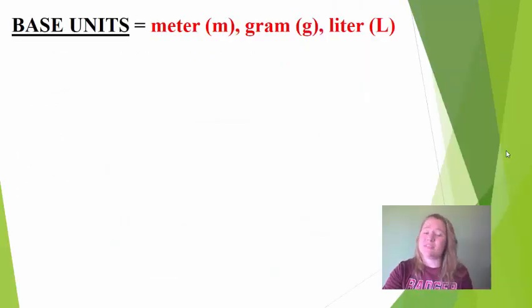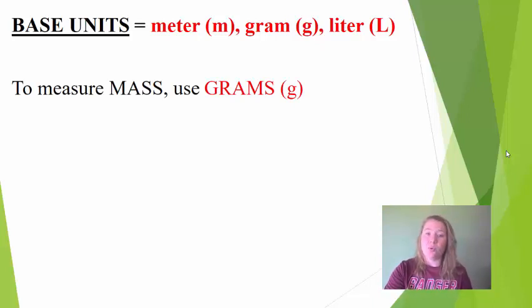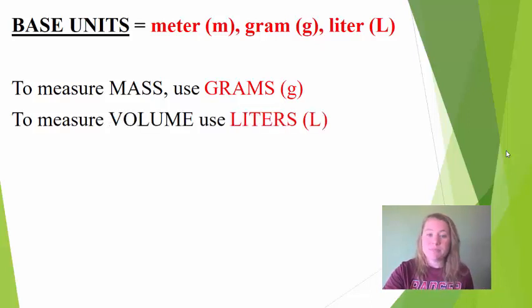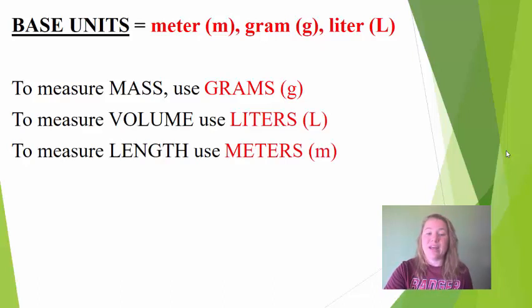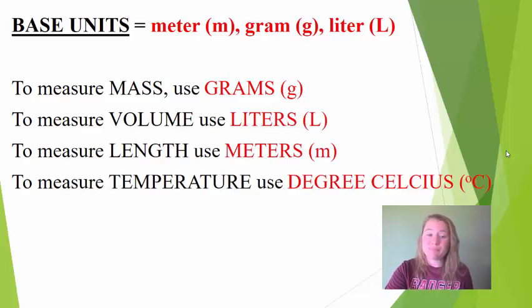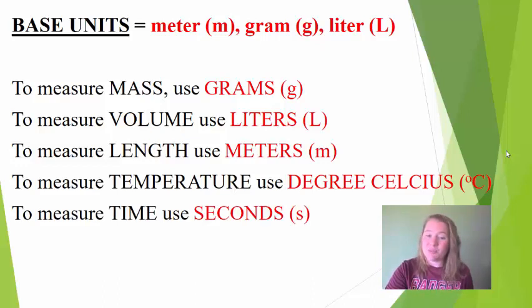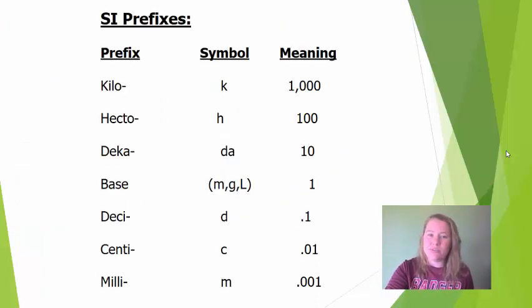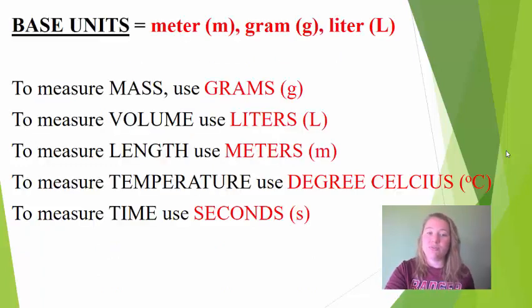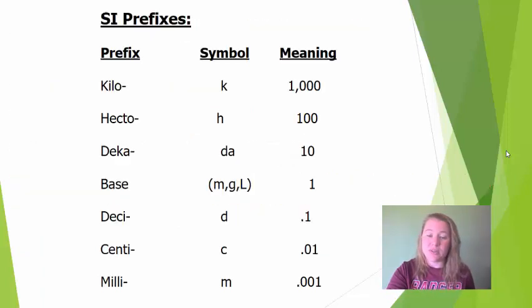Now in science, we have a series of base units that we use. If we're measuring mass or the weight or amount of space that something takes up, we're using grams. If we're looking at volume, we use liters. If we're looking at length, we use meter. If we look at temperature, we're using degrees Celsius. And if we're looking at time, we use seconds. Now these are our base units. We can use this handy dandy prefix scale to convert between each of these base units.